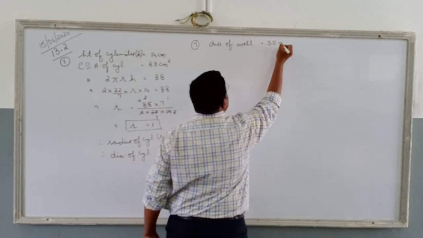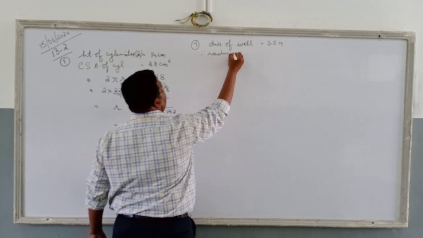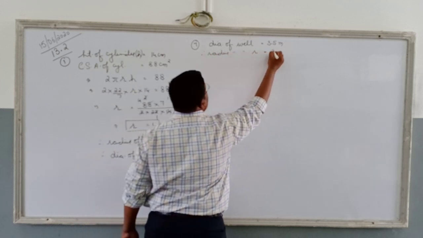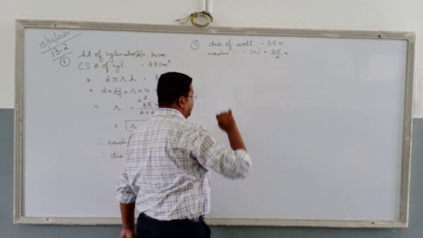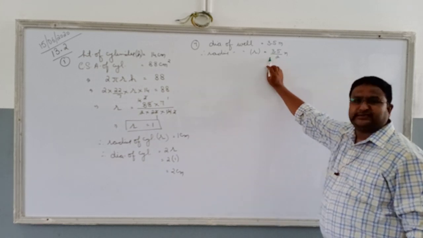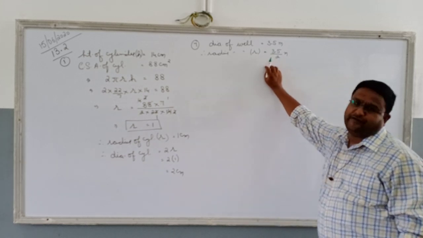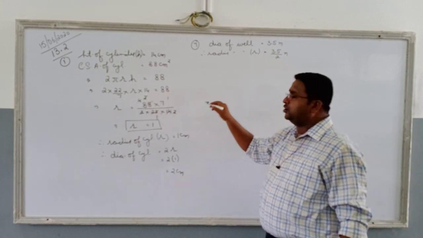Sir, we don't want diameter, we want the radius, so let us find the radius also. Radius of well, that is r, is equal to 3.5 upon 2 meter. Do not, I am repeating again, do not bring it into decimals. Leave it in the fraction form. Eventually you will have to do the cancellation. So leave it in the fraction form.